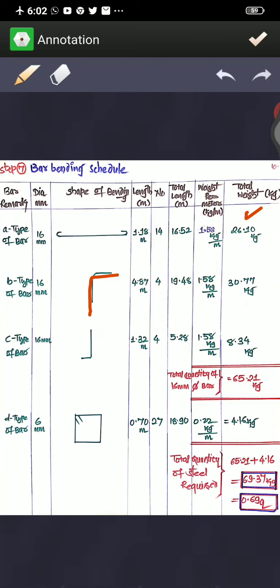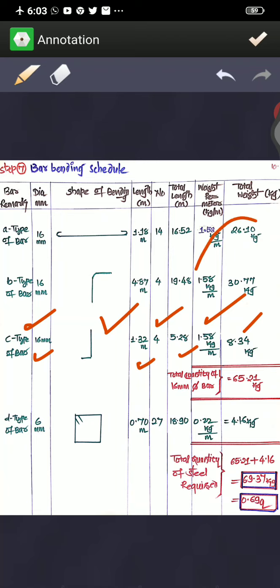Then C type of bar, here the dia is 16 mm, that we call as splice bars. The length is 1.32 meters, 4 numbers of bars. If you multiply 1.32 into 4, you will be getting 5.28. If you multiply this 5.28 with the weight per meter, you will be getting 8.34 kgs. Now all these 3 types of bar, A, B, C, are of 16 mm dia, so you multiply with 1.58 kg per meter. The total of this is going to be 65.21 kgs, right? This is the total quantity of 16 mm dia bars.